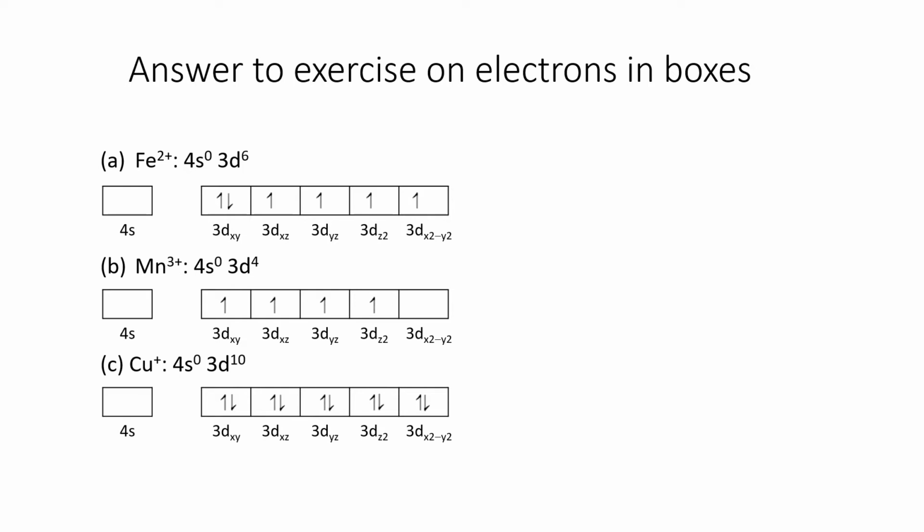So when we get to copper plus, that's 3d10. And so with 3d10, what we have is a full subshell. So each orbital there is doubly occupied.